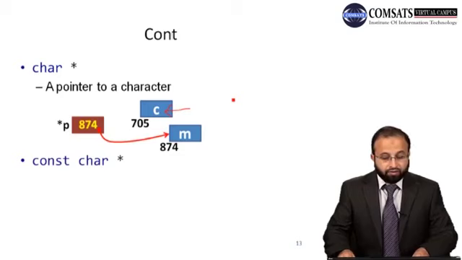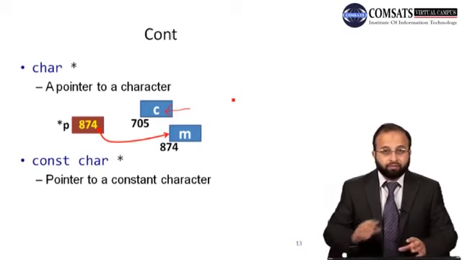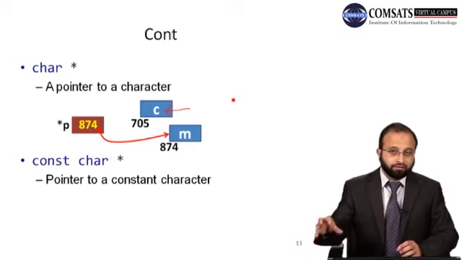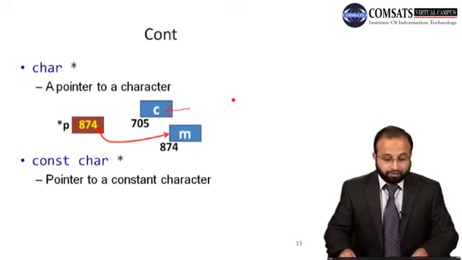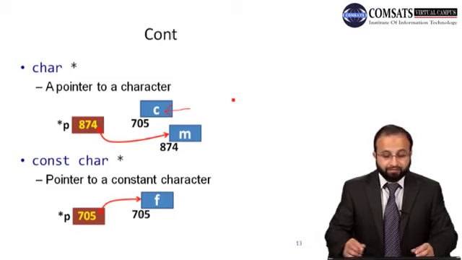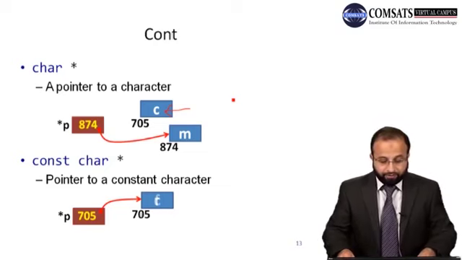In the other case, we have const character pointer. This means that we have a pointer to a constant character. So we have a pointer that points to a memory location where you have a character, and it is constant. You cannot change the value of those characters. Let me demonstrate this with the help of a diagram. So this is a pointer and this is a memory location where we have a character f and we have the address of that memory location in the pointer. This means that this pointer is pointing to that memory location. We assume that 705 is a memory address and 874 is also a memory address, right? Now what if we change the value of f to c? Then this is not allowable.